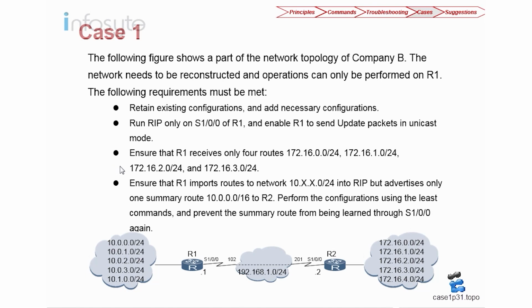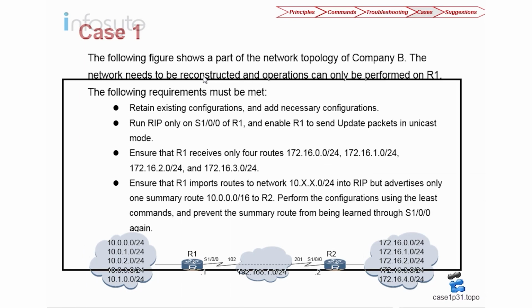The next requirement is to ensure R1 receives only four routes, namely 172.16.0.0, 10, 20 and 30. As you can see from here, we have 0.0, 1.0, 2.0, 3.0 and 4.0, but we only require four of these routes to be available in R1. The solution is to use a filter policy. We are going to filter so that only 1 to 4 are allowed to pass through RIP, and filter out anything that is not 1 to 4. We are also going to use the IP prefix. So let's look into the solution.